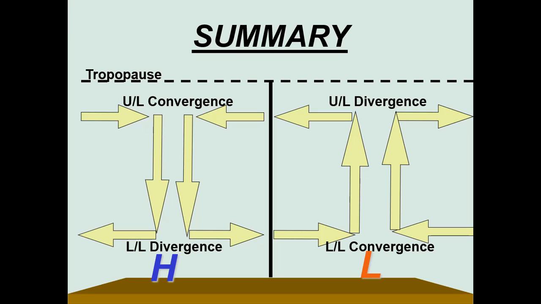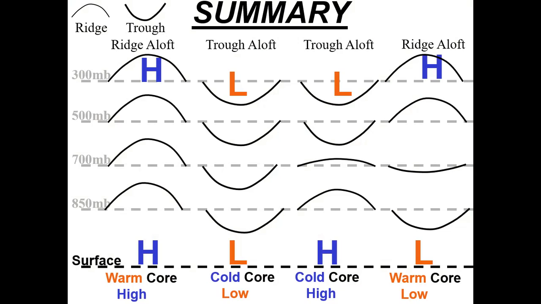Upper-level divergence over the top, air moving, spreading apart, removes that mass, and you get the formation of low pressure systems. So high pressure is associated with nice fair weather, low pressure with stormy weather.